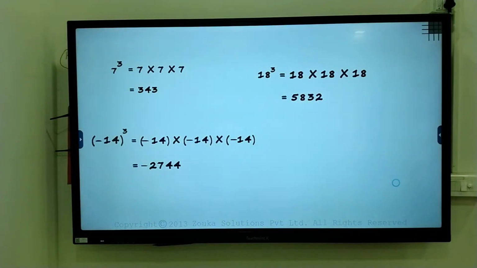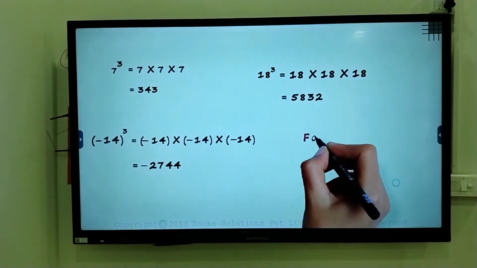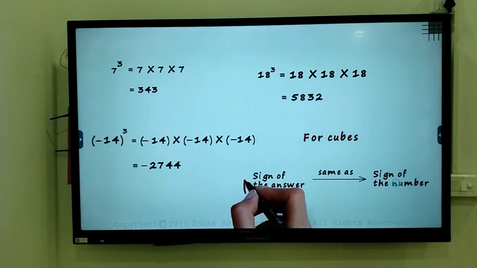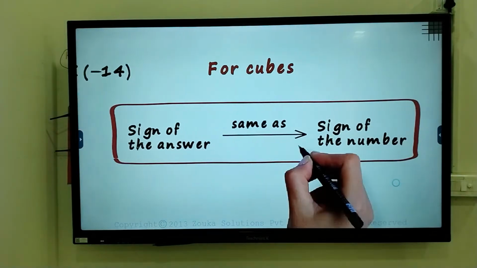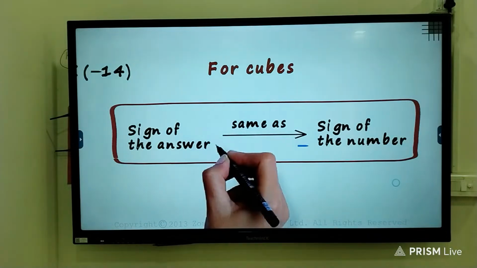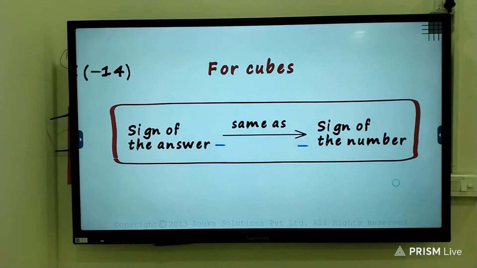5832. Observe the sign of the number and the sign of the answer. If negative, then negative. If positive, then positive. So we can say that for cubes of numbers, the sign of the answer is the same as the sign of the number. That is, the cube of a negative number will result in a negative number, and the cube of a positive number will result in a positive number.